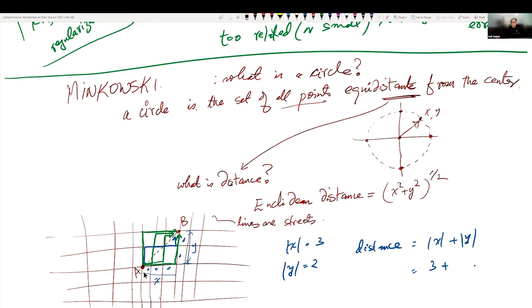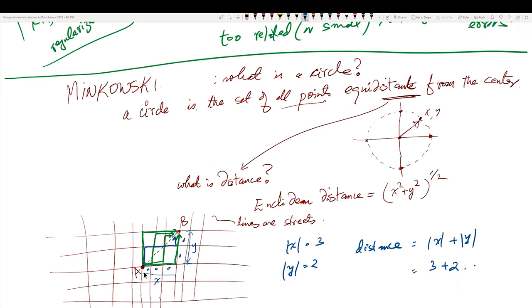3 plus 2, right? Do you see the point, guys? To the taxi driver who cannot fly through the buildings magically, but has to be constrained to the streets, the distance is the north-south distance plus the east-west distance. Are we together? Guys, tell me that this is obvious or not. If it is not, I'll repeat.